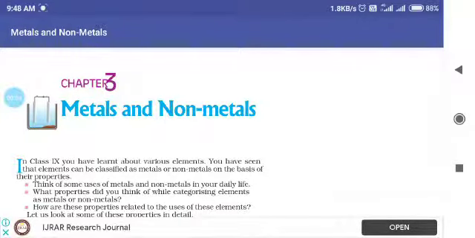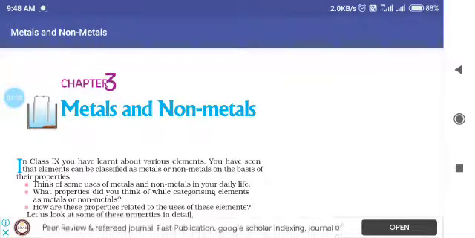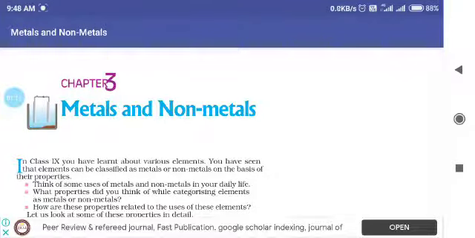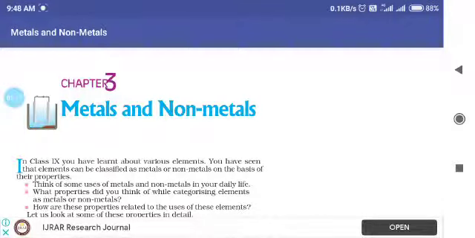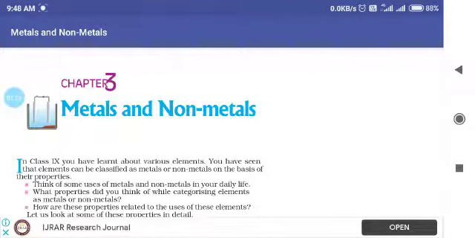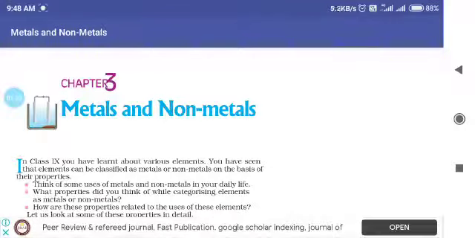Here metals may be defined as the elements which are malleable, ductile, sonorous, good conductor of heat and electricity, are called metals. The elements which are bad conductor of heat and electricity and are not malleable, not ductile and not sonorous are called nonmetals. But here I am going to define the metals and nonmetals on the basis of their ion formation ability.